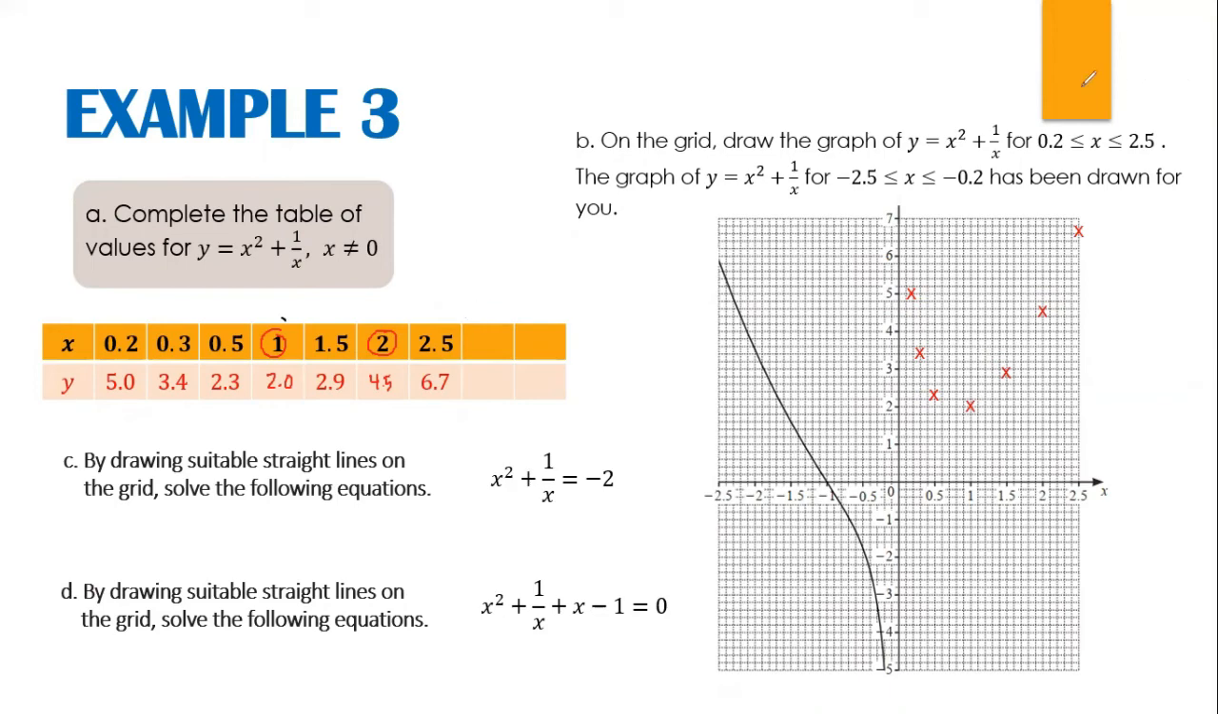So what about the graph? This is the graph. That's very easy, right? Very clear, right? Okay, that's the graph. Next, the next question is by drawing suitable straight lines on the grid, solve the following equation. That's about the solution.